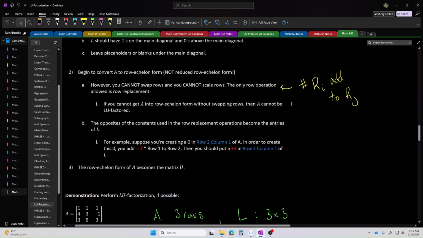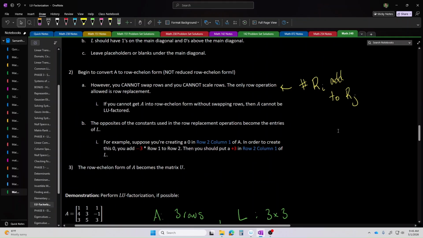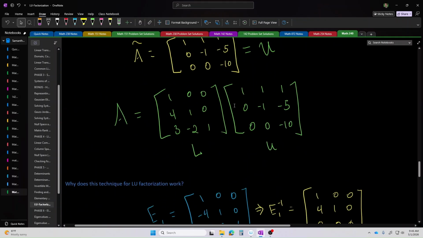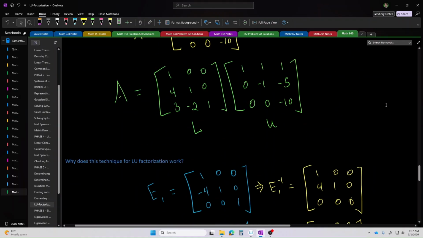As you perform those row replacement operations, you need to track the scalars that you're using in every step because the opposites of those scalars are what is going to form the entries of the matrix L. And then after A has been row reduced, the result is equal to the upper triangular matrix U. And we talked a little bit about why that is.